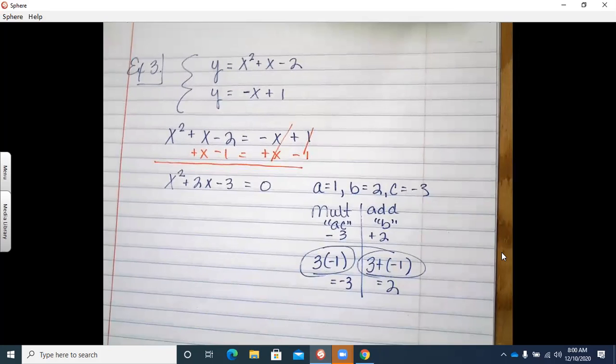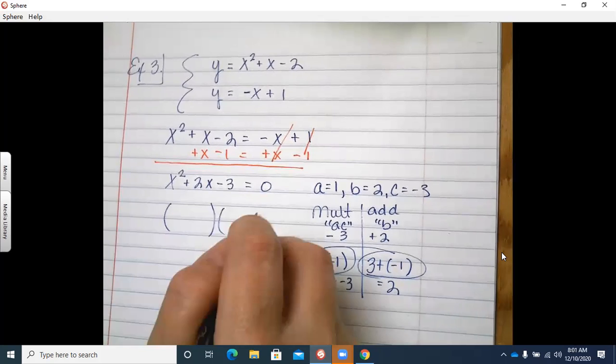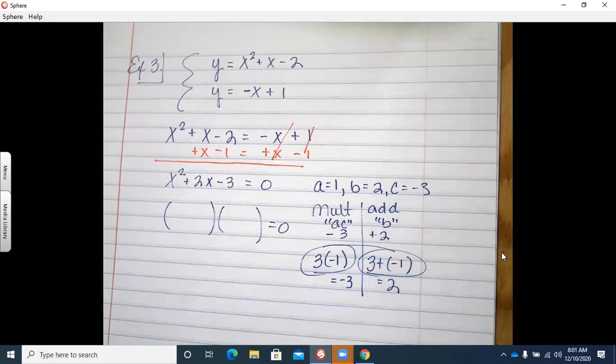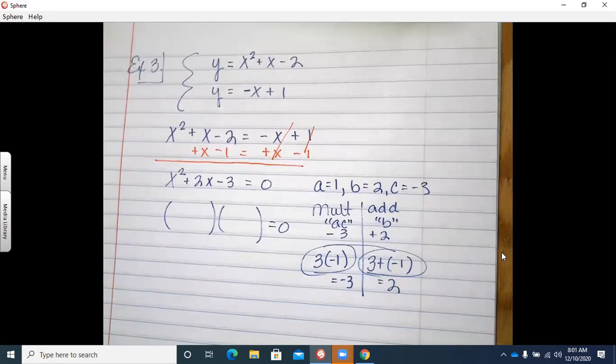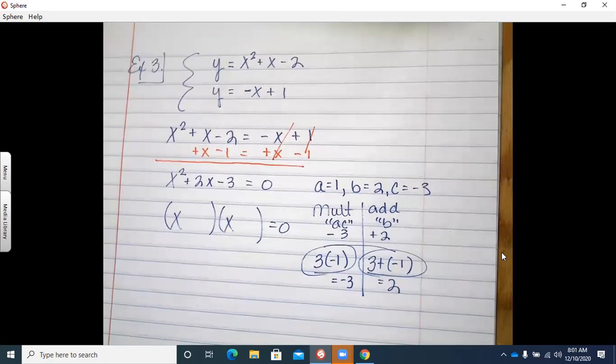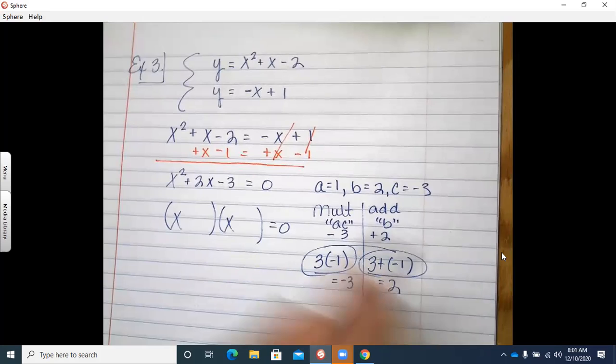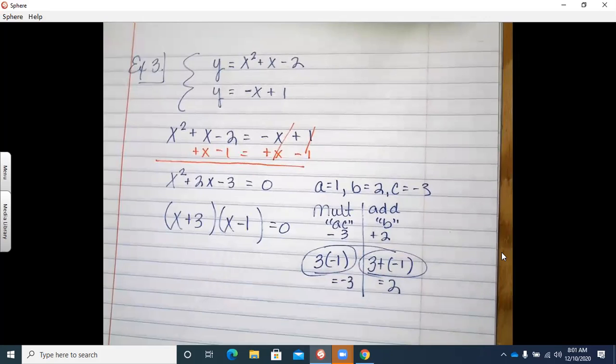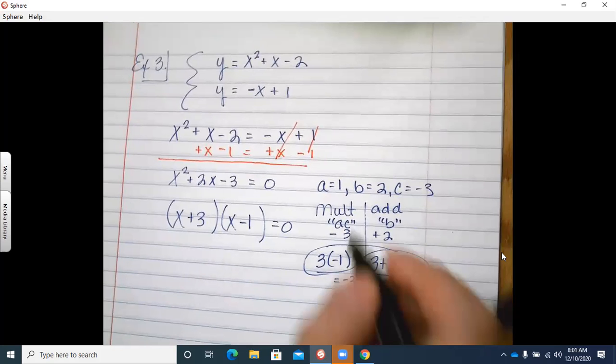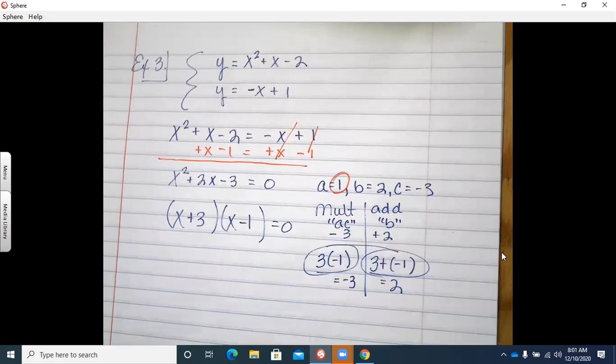So now that we know what to put in our parentheses, we'll make our parentheses. The first term is whatever the variable is that's in the equation, which is x. And then our numbers come from the t-chart. It was a +3 and a -1. Do we need to divide and slide? No, because a is 1. If you divide by 1, nothing changes, right? If a is any number other than 1, you must divide and slide.